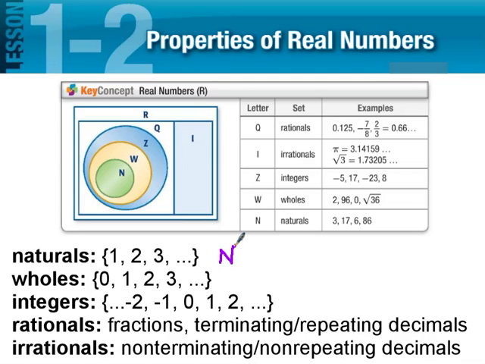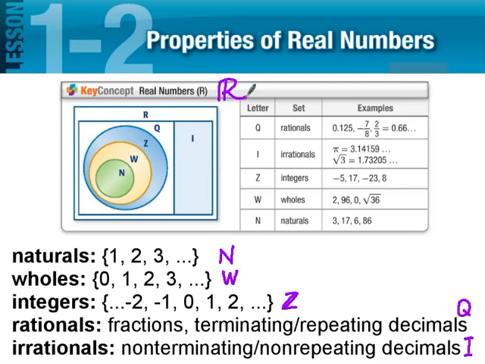You have the whole numbers, which are 0, 1, 2, and 3, and so on. And that's symbolized with the letter W. You have the integers, which are now the negatives, and those are symbolized with a Z. And then you have the rationals, which are fractions, terminating and repeating decimals. Those are symbolized by the letter Q. And then the irrationals are the non-terminating or non-repeating decimals. And the irrationals are symbolized with the letter I. Okay, now every number is called a real number. And a real number is symbolized with an R with 2 lines.